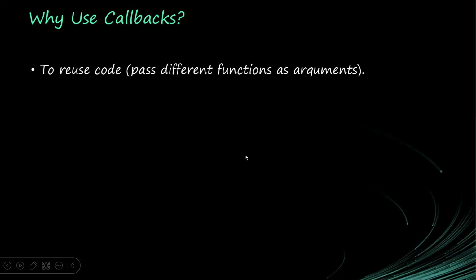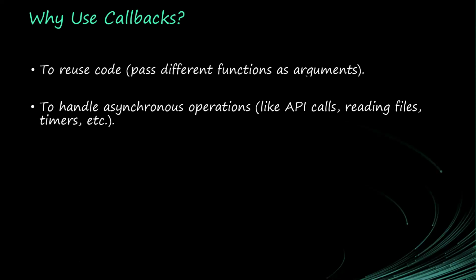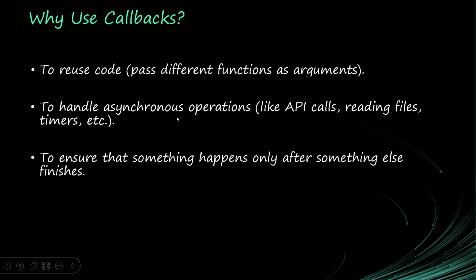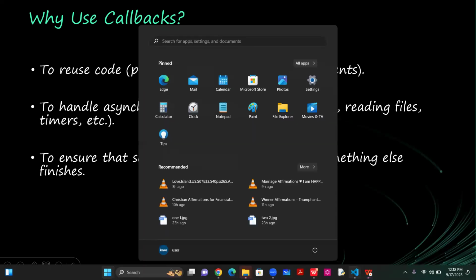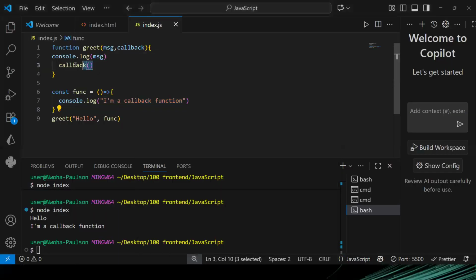Okay. Why use callback functions? To reuse code, pass different functions as arguments to handle asynchronous operations. So when we start talking to APIs, making API calls, reading files, and all those things, you get to appreciate callback functions very well, especially when you start working with Node.js to ensure that something happens only after something else finishes. So you can actually control when that particular function can be called. You see this function here, I can control whenever it is being called inside of this function.